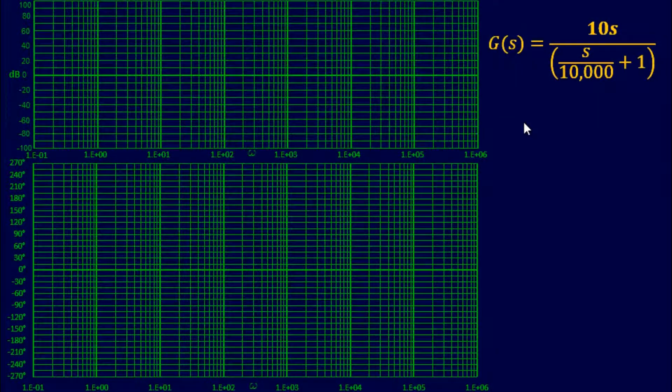All right, so let's start off with a relatively easy example here. We have a transfer function with 10s over s divided by 10,000 plus 1. A pretty typical transfer function when plotting your Bode plots. So the first thing we're going to find is our Bode gain. So it's 20 log of K. Now your K would be this guy right here, would be 10.